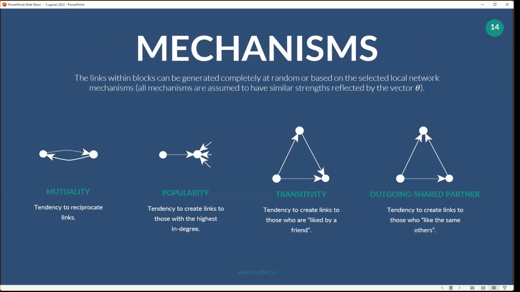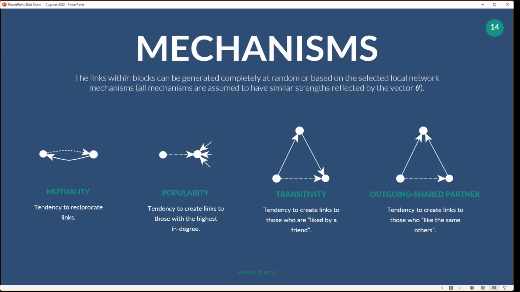So I promised that we generated networks so that they look like real world networks, and we achieved this by considering some selected local network mechanisms. We selected 4 very common social network mechanisms in social sciences. First is mutuality. This means a tendency to reciprocate links. Then we have popularity, which is a tendency to create links to those with the highest in-degree, to the most popular ones. Transitivity as well, which is a tendency to create links to those who are liked by a friend. And the outgoing shared partner mechanism. Here we can explain this as a tendency to create links to those who like the same others.